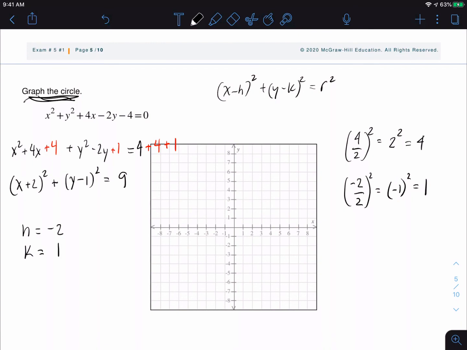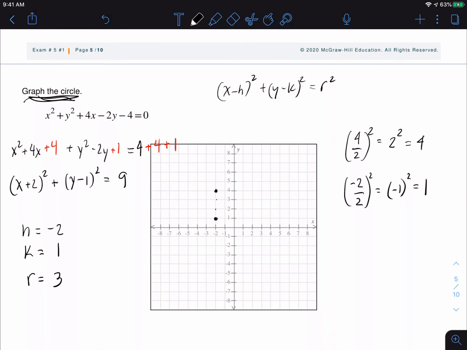And now we got to plot that. So we're going to go -2, 1. That is my center. What is my radius? 3. That's it. It's 3. It's funny. We look at it, we see r squared, and we're like, oh, let's square it. But it's actually taking the square root of that. So it's 3. So now when we plot our points, we're just going to count 1, 2, 3.